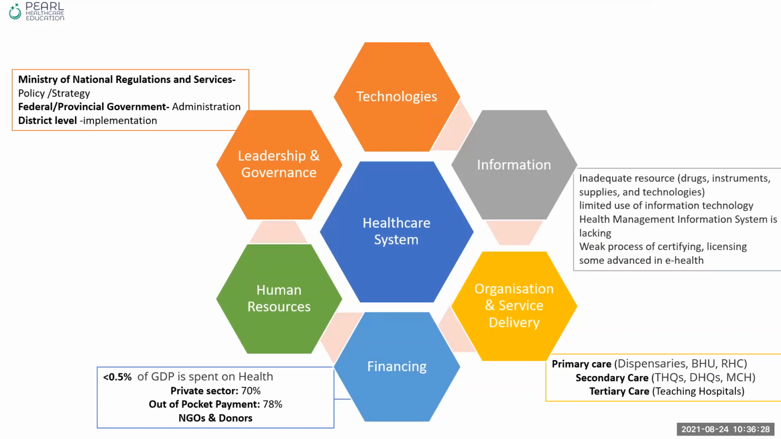With regards to information, we suffer with inadequate resources, for example, drugs, instruments, supplies, and technologies. Use of information technology is limited. There is not very good infrastructure developed across the healthcare system, and that affects provision. Health management information system is lacking, which means the services are not linked up with each other, and people do not really get a continuation of service if they move from one healthcare provider to another, or one healthcare service to another.